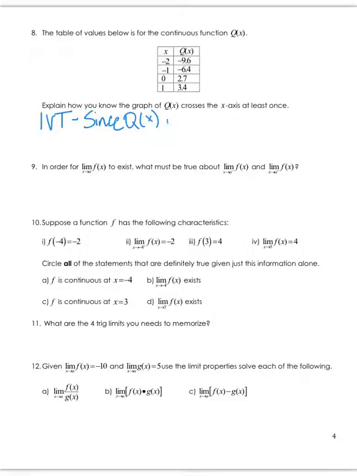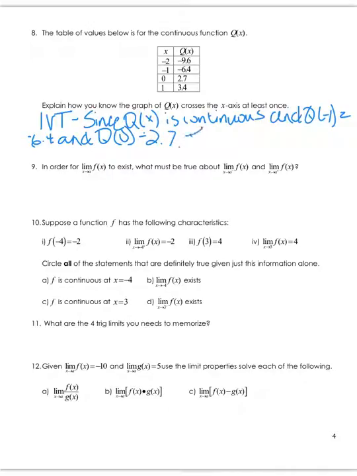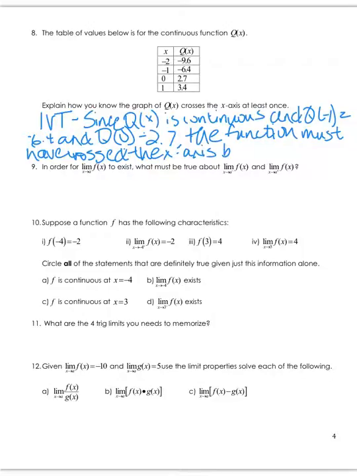So I'm saying since q of x is continuous and q of -1 equals -6.4, and q of 0, sorry, my 4 is ugly, equals 2.7, the function must have crossed the x-axis between, sorry, I'm getting uglier here as I write, q of -1 and q of 0.